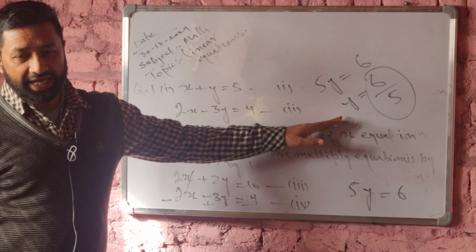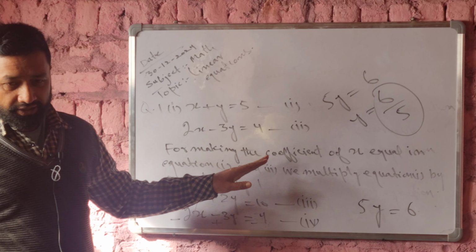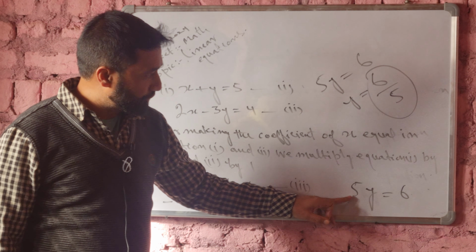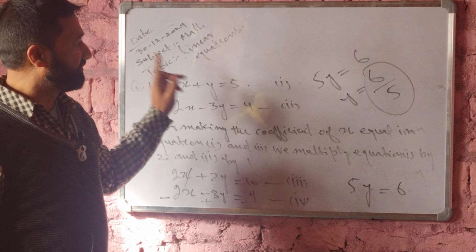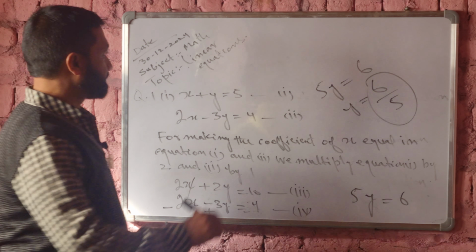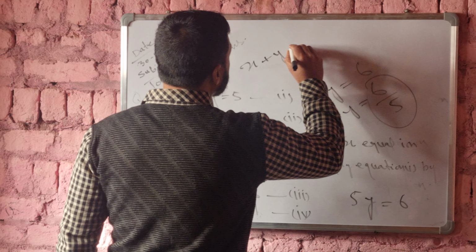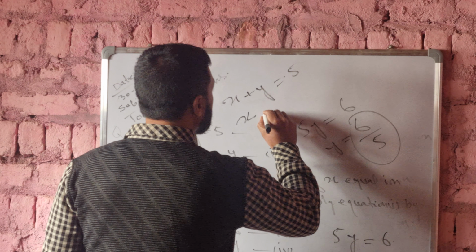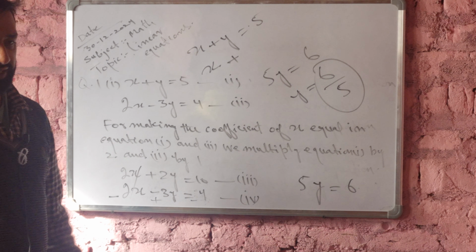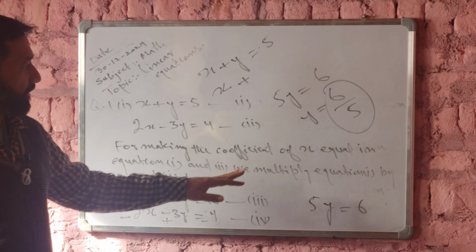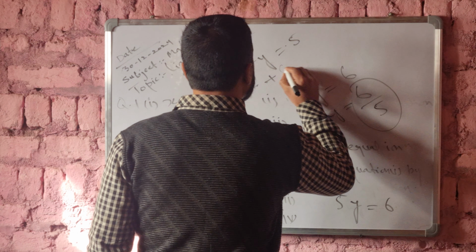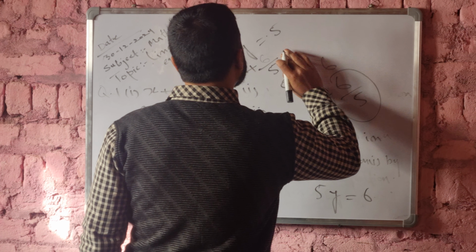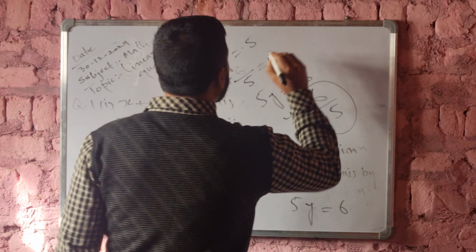Now we have to find the value of x. In order to do this, we substitute the value of y in the first equation. What is the first equation? x + y = 5. Now we know the value of y. What is the value of y? 6/5. So instead of writing y, we shall write here x + 6/5 = 5.